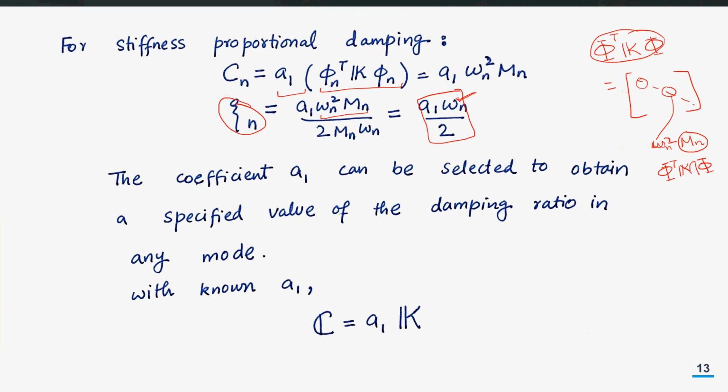For example, if you want to have a damping ratio of 5% for the first mode, you will calculate the corresponding A1 such that xi 1 would become 5%, which is the modal damping ratio of the first mode. So with a known value of A1, you can use this expression then to formulate the full C matrix.